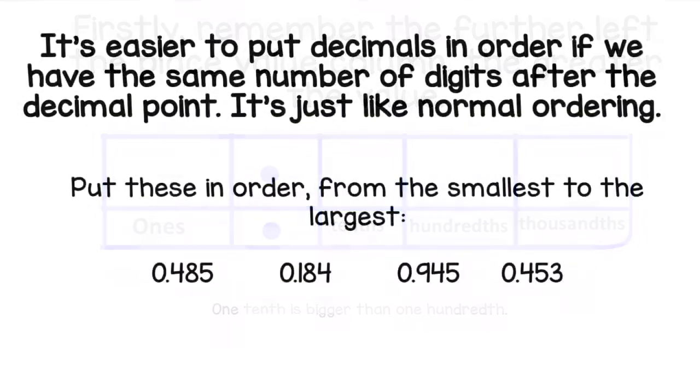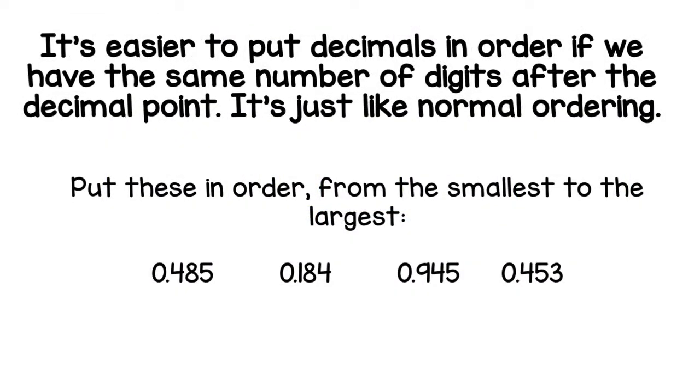Now, it's easier to put decimals in order if we have the same number of digits after the decimal point. It's just like normal ordering. So for these numbers, I want you to put them in order from the smallest to the largest. This should be quite easy because you just need to look at the numbers after the decimal places, as we've got a 0 in all of the ones column.